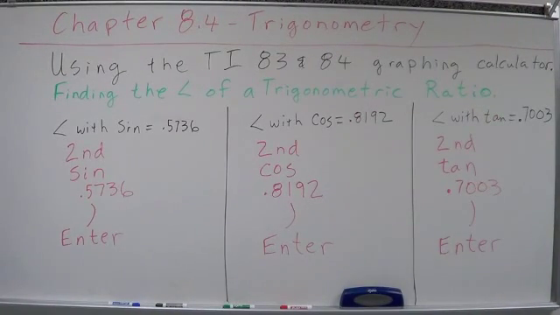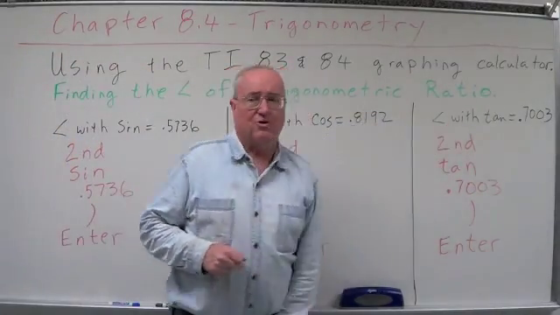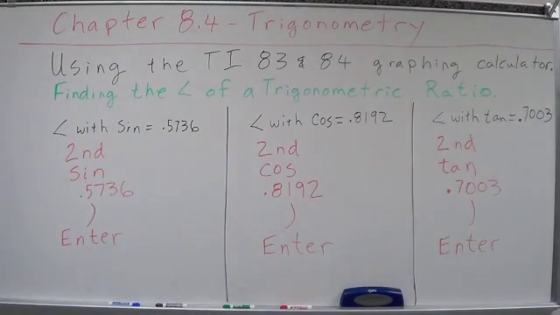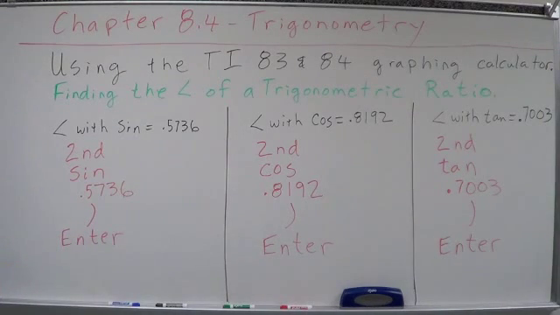Okay, again, let's use our calculator to do some trig functions. On this particular exercise, we're going to use our calculators to find the angle of a trigonometric ratio. On the last thing we did, we knew what the angle is and we were finding the trigonometric ratio. Now we don't know what the angle is, but we know what the trigonometric ratio is, and we want to find out what angle that represents. So on this one we want to find out an angle with a sine of 0.5736. So how do we do that?